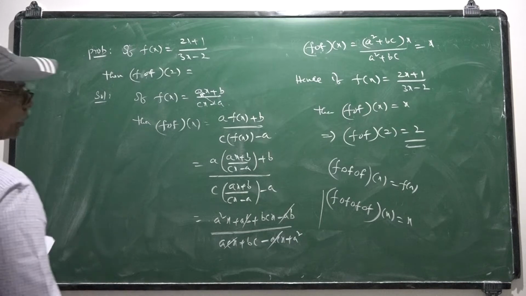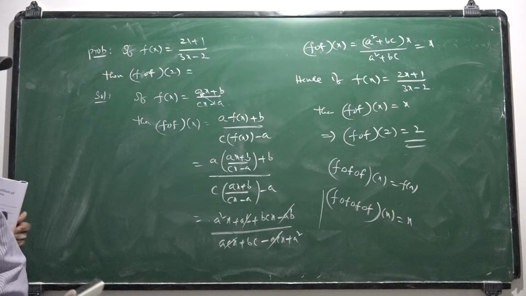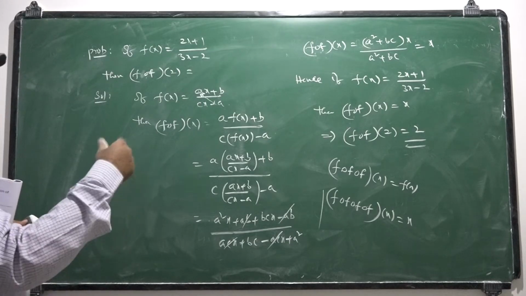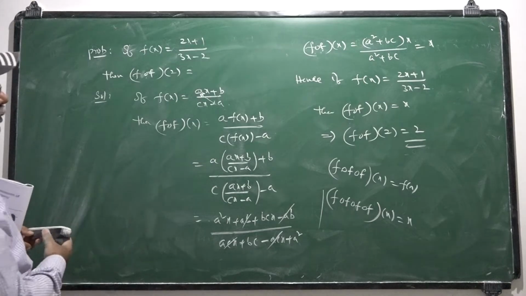Once an even number of times f is operated on x, we get x itself. Odd number of times operated, it is f(x).